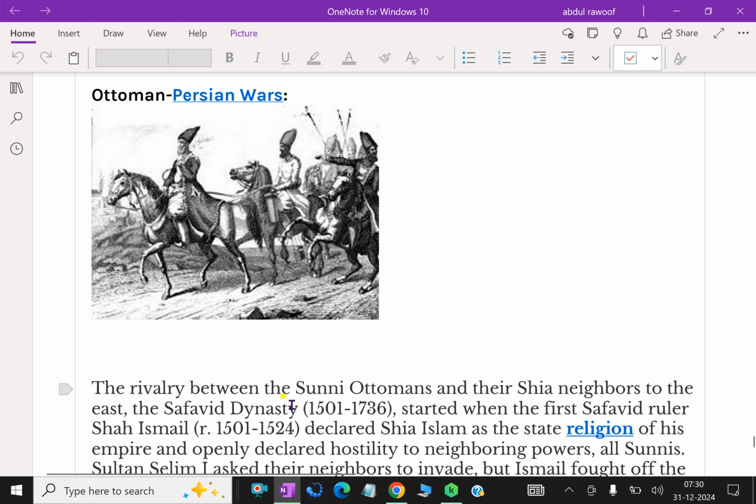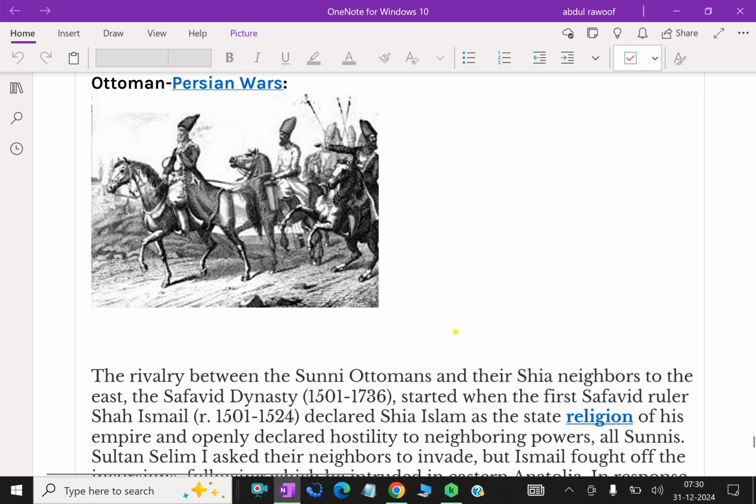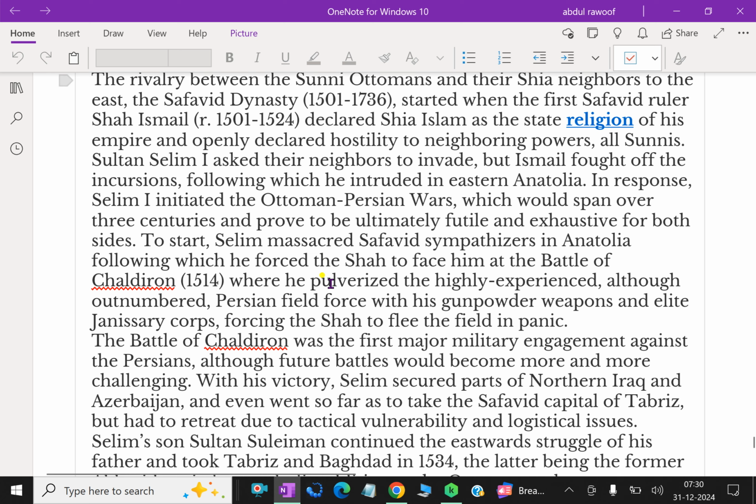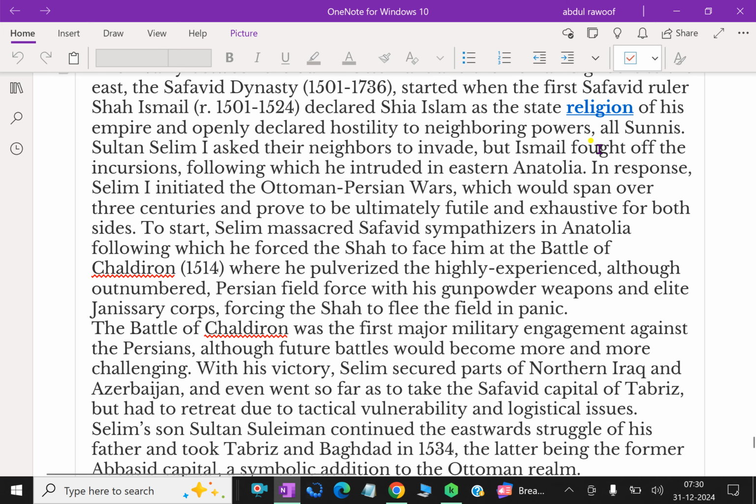The rivalry between the Sunni Ottomans and their Shia neighbors to the east, the Safavid dynasty, 1501 to 1736, started when the first Safavid ruler, Shah Ismail, in 1501 to 1524, declared Shia Islam as the state religion of his empire and openly declared hostility to neighboring powers.